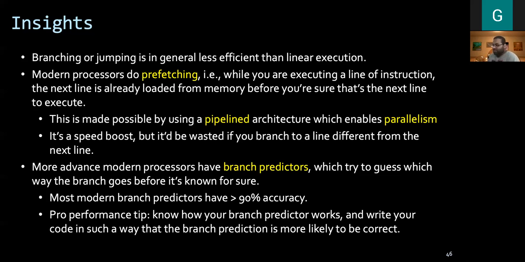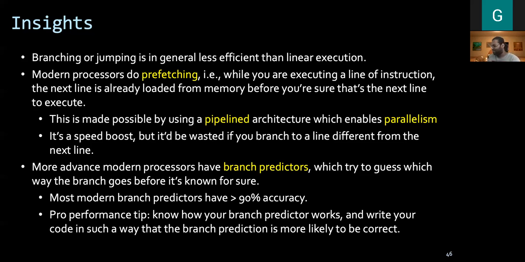Now, of course, the downside is if your prediction is wrong, you need to go back and change all of that. And if you're really trying to optimize your code and you know how your branch predictor works, you can write your code in such a way that the branch predictor is more likely to be correct. And if you can make your branch predictor more likely to be correct, you can really speed up your code.